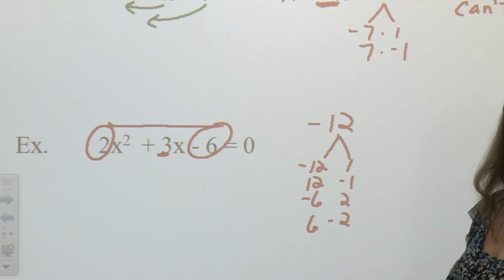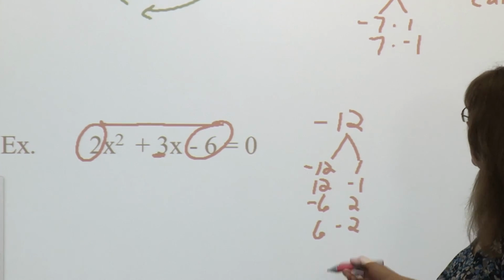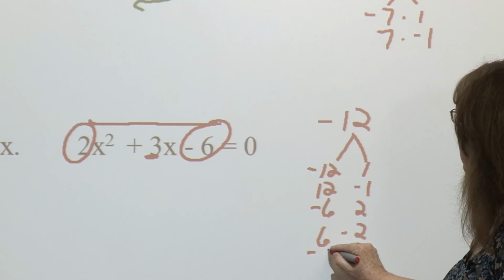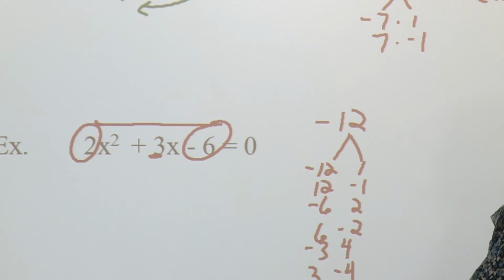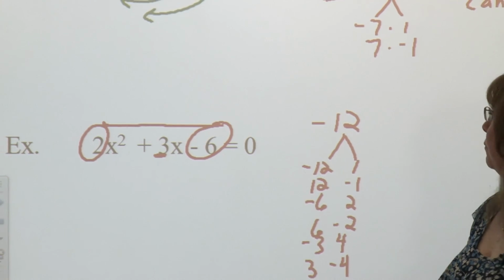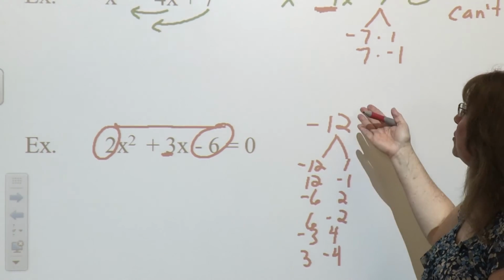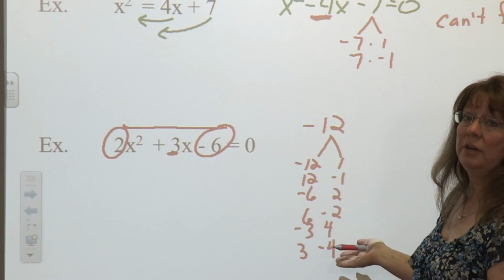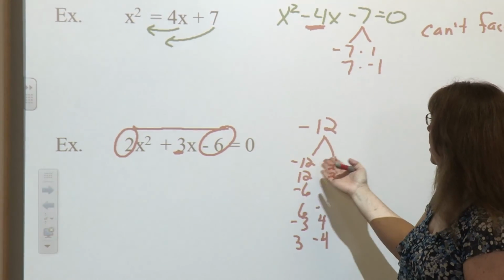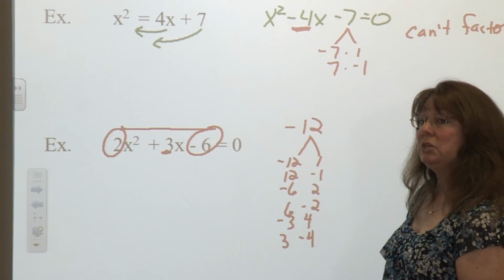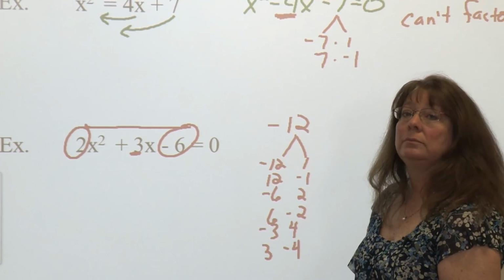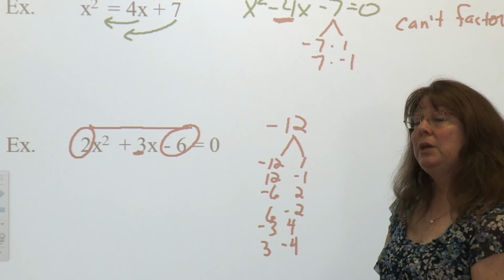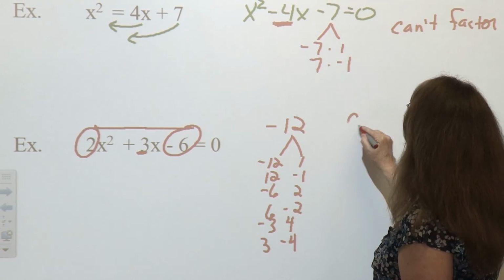Here I get 4 and negative 4. Let's try 3 and 4. Negative 3 and 4 or 3 and negative 4. Now I have a 1 or a negative 1. These are all the factors that you have for negative 12. We've tried them with positive and negative signs in front of each, but there's no combination that's going to give me a 3 in the middle. So again, that's how I know this is one that can't be factored.